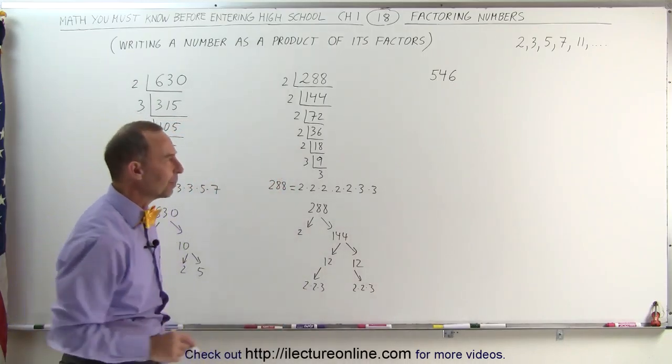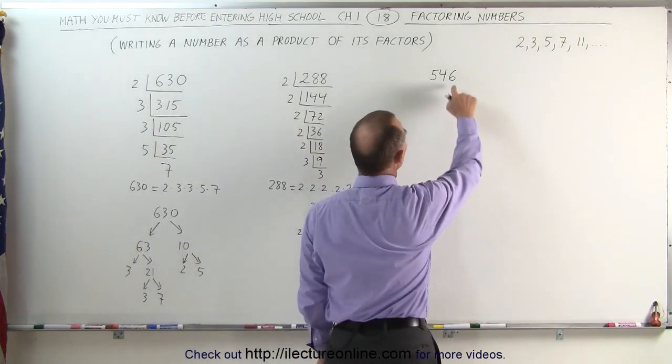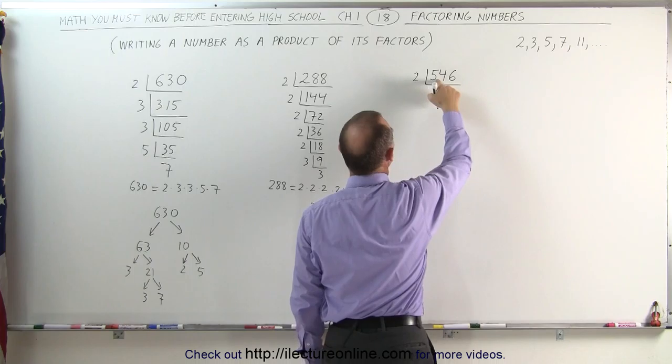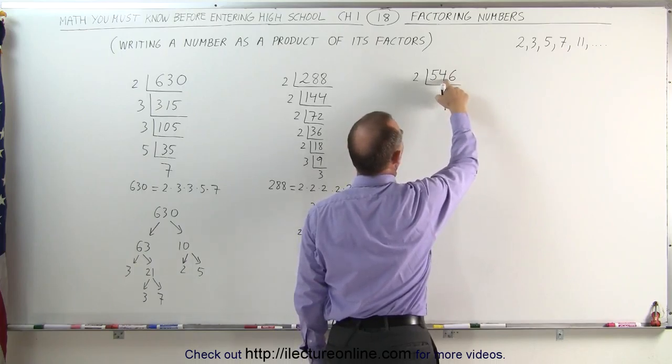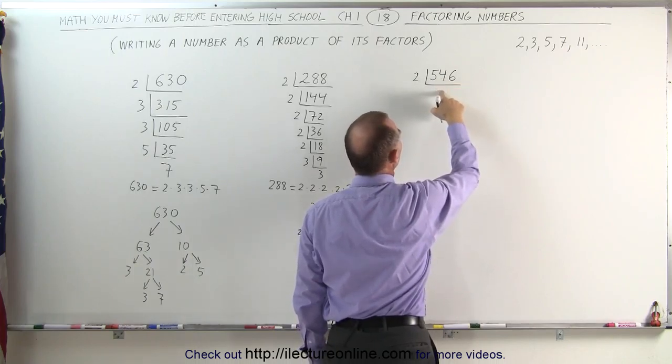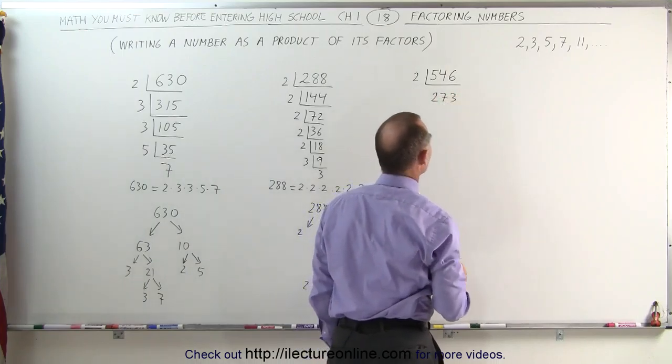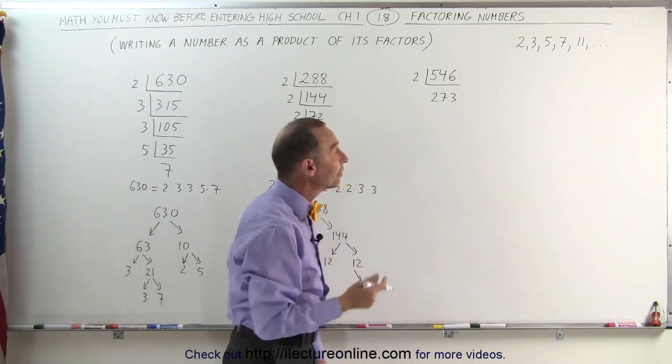Let's try the last example, 546. Again, it's even, which means we can divide this number by 2. 500 divided by 2 is 250. 46 divided by 2 is 23. 250 plus 23 is 273. Well, right away, the number is no longer even.